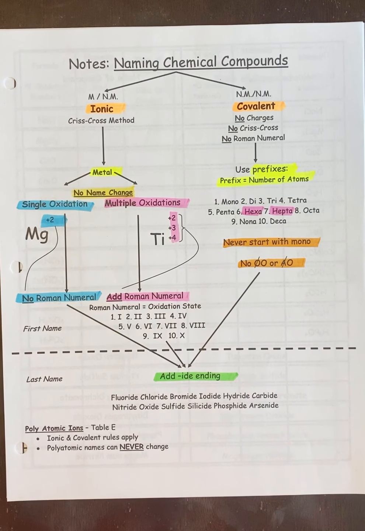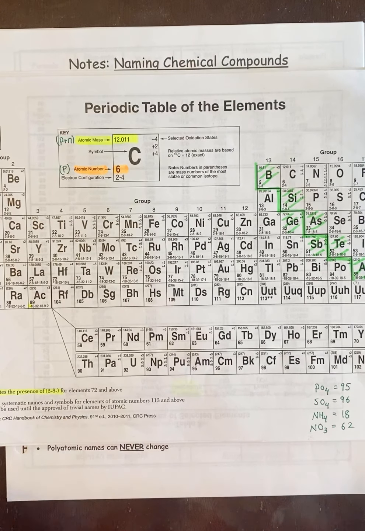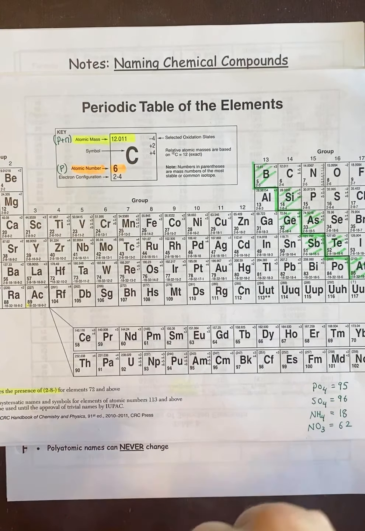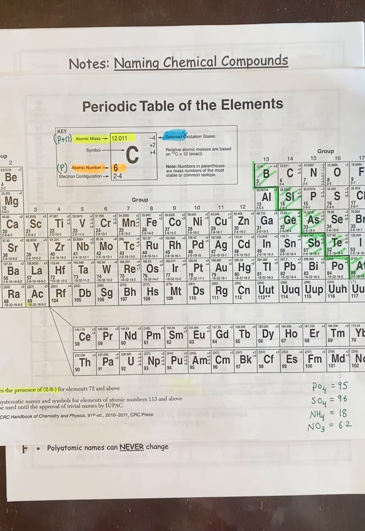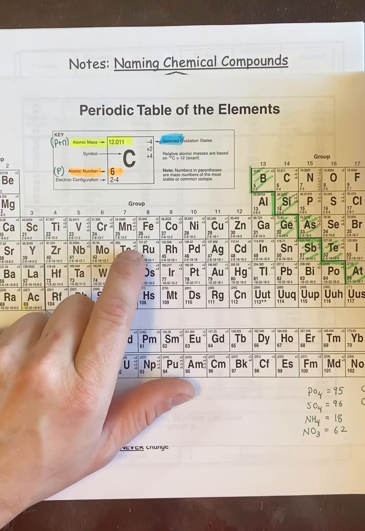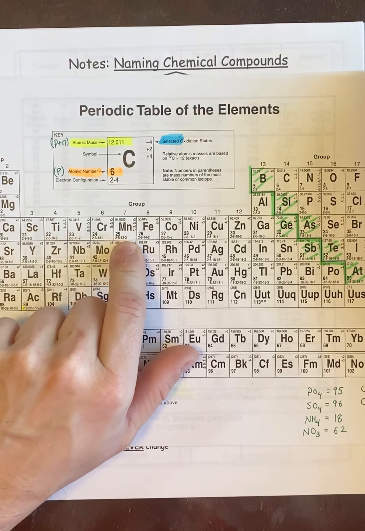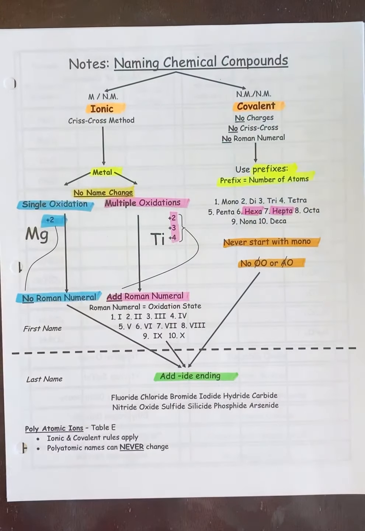Be aware that the oxidation states on the periodic table, notice this word right here. I'll use a different color. Selected oxidation states. That's incredibly important, because what that means is that's not all of them. So if you get an oxidation state on a compound that happens to be outside of what's listed on the periodic table, you go with it, because this is not all of them. The ones on the periodic table happen to be the most common.